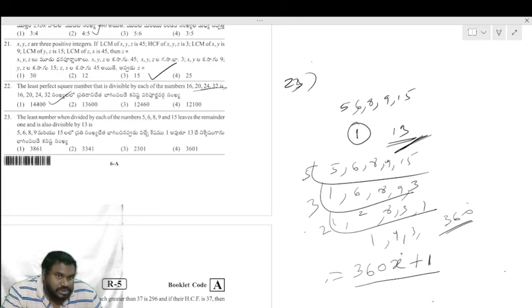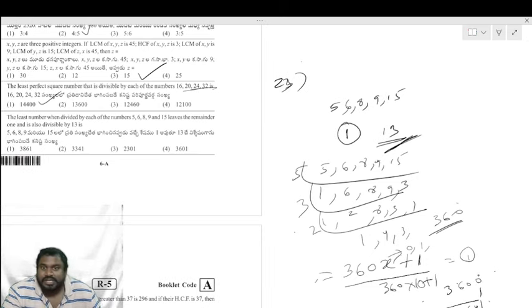Substitute 0 in place of x, and 1 in place of x, and then you will get the least number. If that number is in the options, then that is the answer. So if you substitute 0 here, it becomes 1. So 1 cannot be the answer, it's not given in the options. Substitute 1: 360 into 10 is 3600, plus 1 is 3601. This is there in the options, so that is the answer.